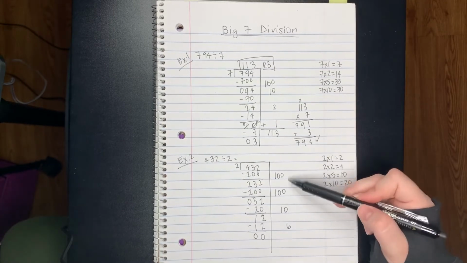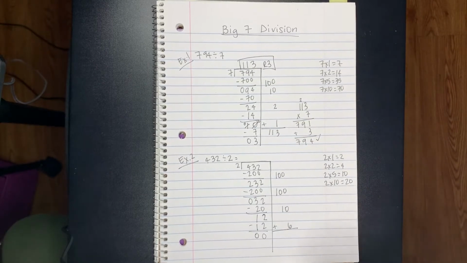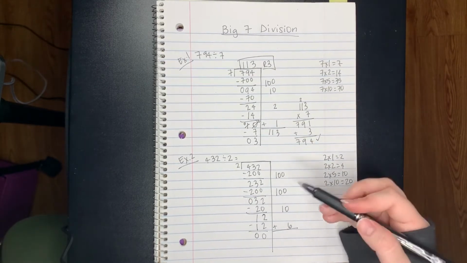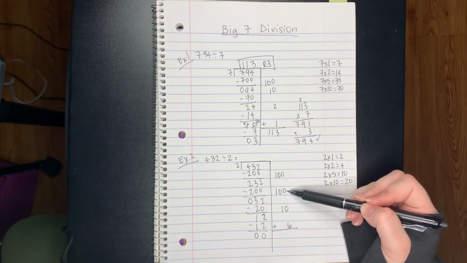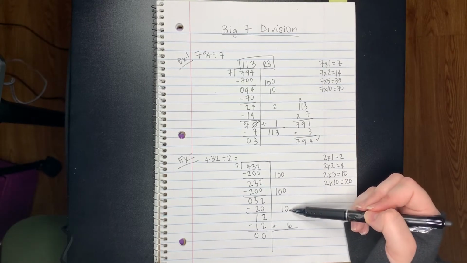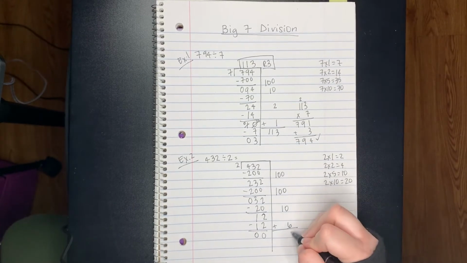But now we have to add up all of these numbers to figure out what our quotient is, and then to check. So 100 plus 100 is 200. 200 plus 10 is 210. 210 plus 6 is 216.